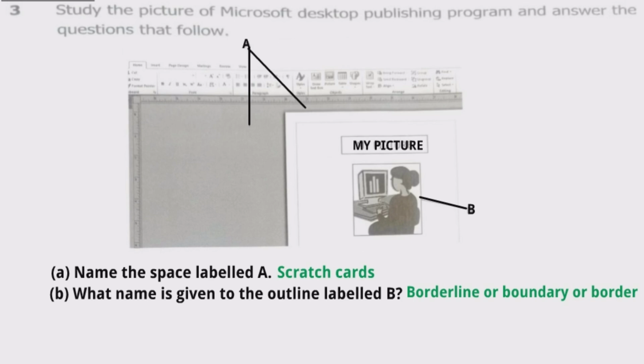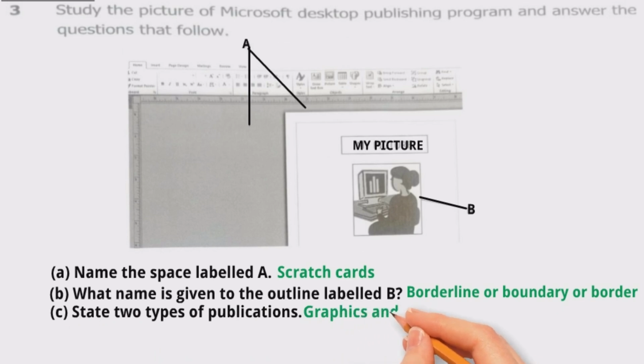We come to question 3C, which is state two types of publications. So we have got the first one, which is graphics. Then the second one can also be text. So graphics or text.